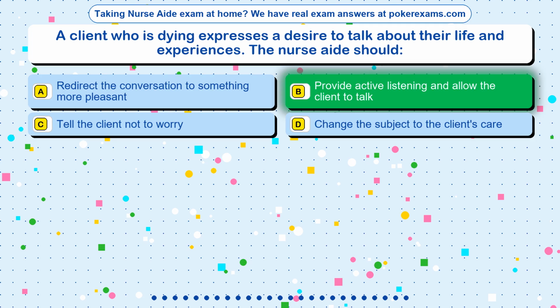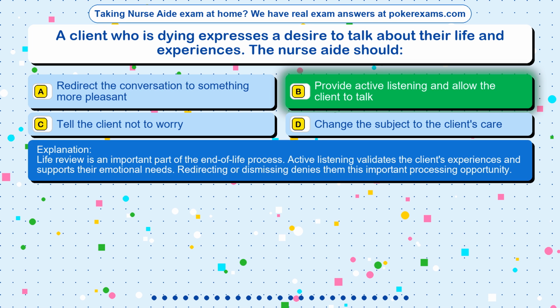The correct answer is option B. Provide active listening and allow the client to talk. Life review is an important part of the end-of-life process. Active listening validates the client's experiences and supports their emotional needs. Redirecting or dismissing denies them this important processing opportunity.